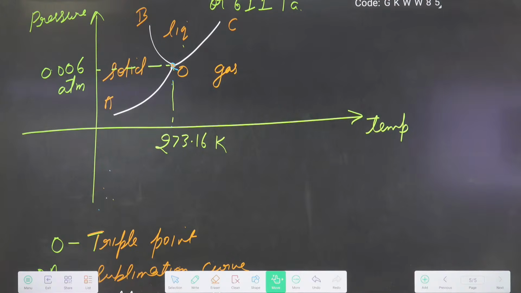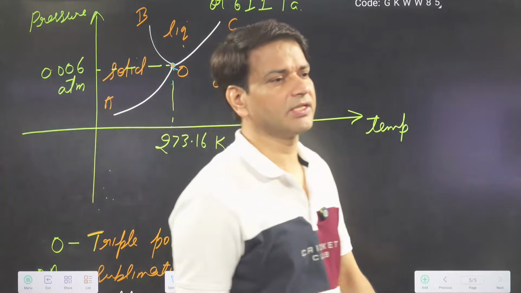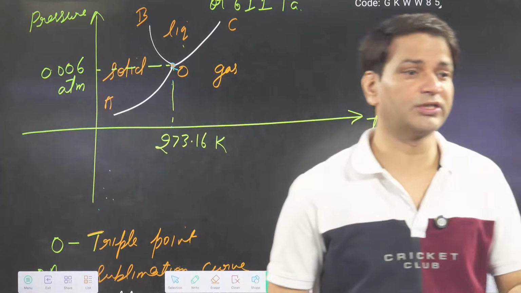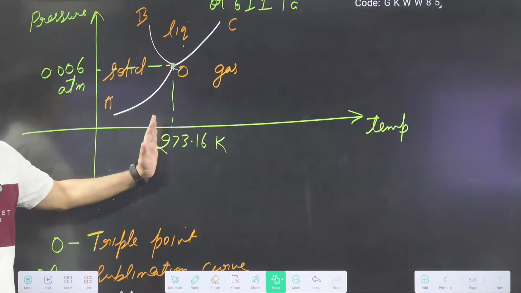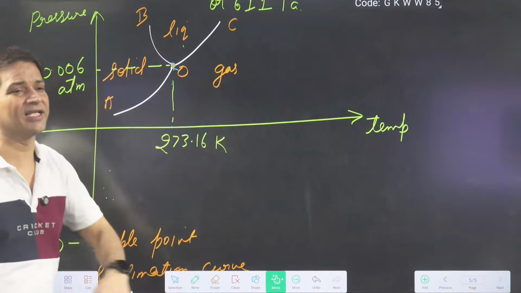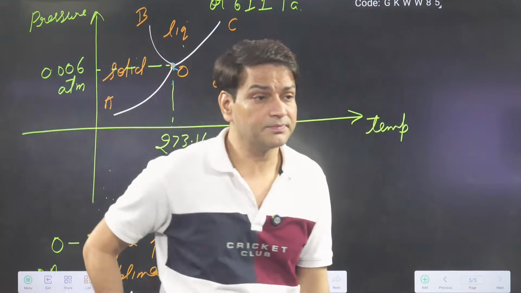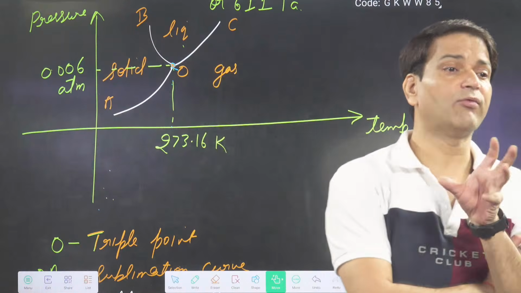Somebody is saying vaporization, somebody is saying melting, somebody is saying no process, only liquid. Okay, now listen. For this type of problem, first we have to decide the state. If water is at O, I maintain the temperature constant and increase the pressure, which state will we have? Only the liquid state.